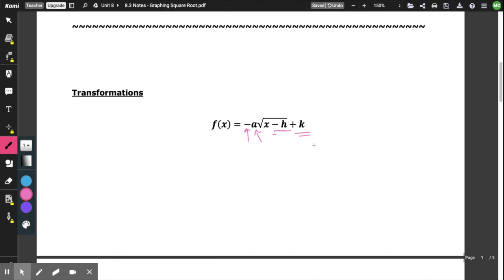And then finally, we have k on the end there. Notice that that k is being added outside of the radical. And that one is a vertical shift. So that would cause it to shift up or down k units. And the k's behave just like it appears. So if it says plus, it goes up. And if it says minus, it goes down.